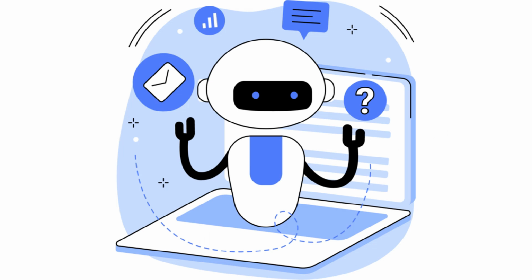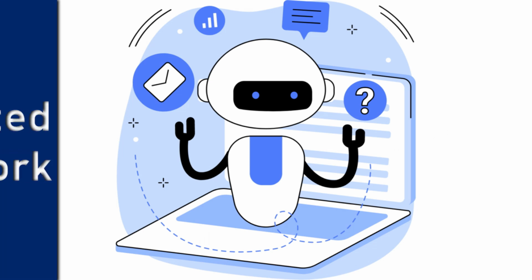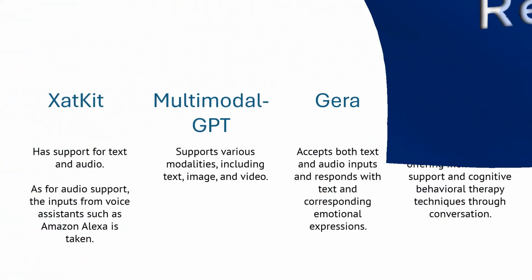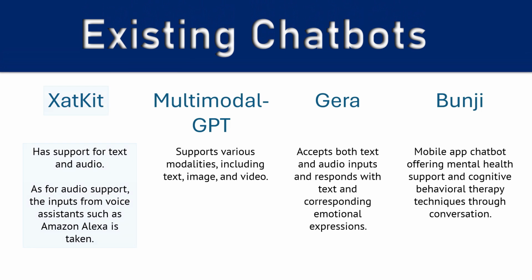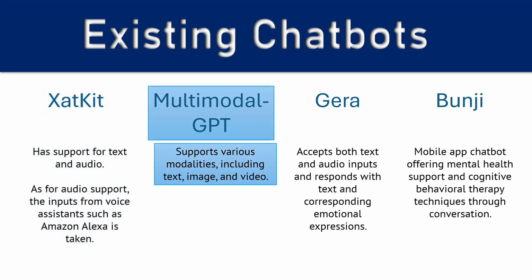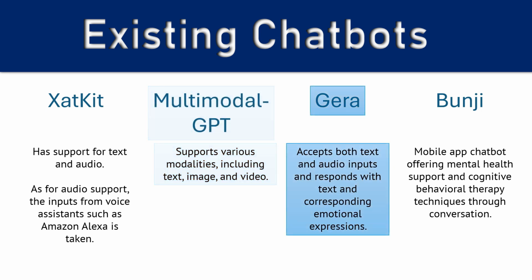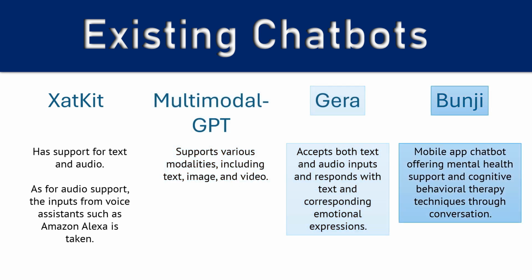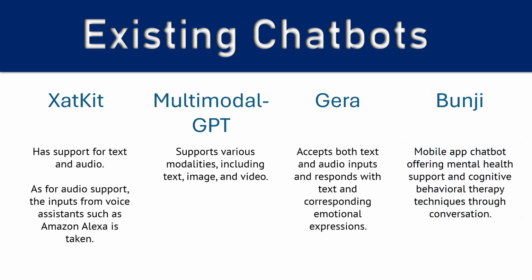To give a brief overview of the related work we have gone through so far, there are chatbots that offer support for multiple modalities such as ZatKit, Multimodal GPT, Angera, and others designed for mental health such as Bungie. However, these chatbots don't provide the functionality to understand the unique speech patterns and communication needs of individuals with aphasia, so they are not capable of providing support for aphasia or other language disordered people.